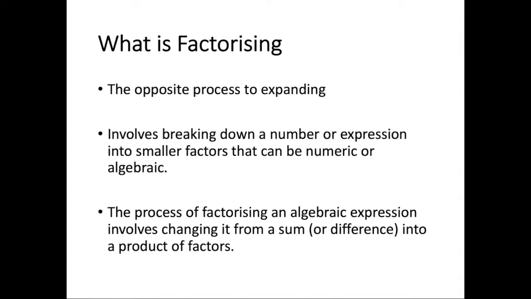So factorizing is the opposite of expanding. It involves breaking down a number or expression into smaller factors that can be numeric or algebraic, or a combination of both. So our smaller factor could be 2, it could be 5, it could be an a, it could be an x, or it could be 2x. The process of factorizing an algebraic expression involves changing it from a sum or a subtraction or difference into the product of factors. So let's have a look at a couple of examples.